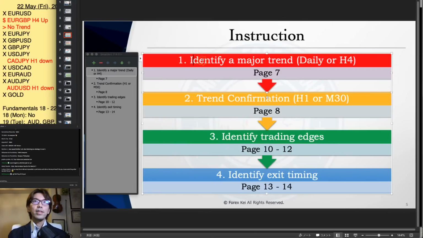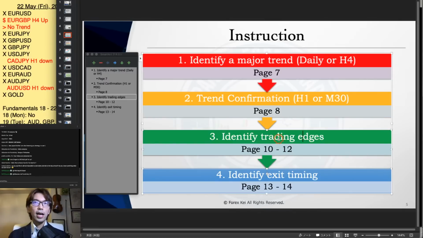Okay, so I look at the daily or 4-hour chart myself, and if I see the trend, if I confirm the trend, then I look at the 1 hour or 30-minute chart, smaller time frames, and if I can confirm the trend in those 1 hour or 30-minute charts, then that's finally exactly when I move down to even smaller time frames, the 15 or 5-minute chart.